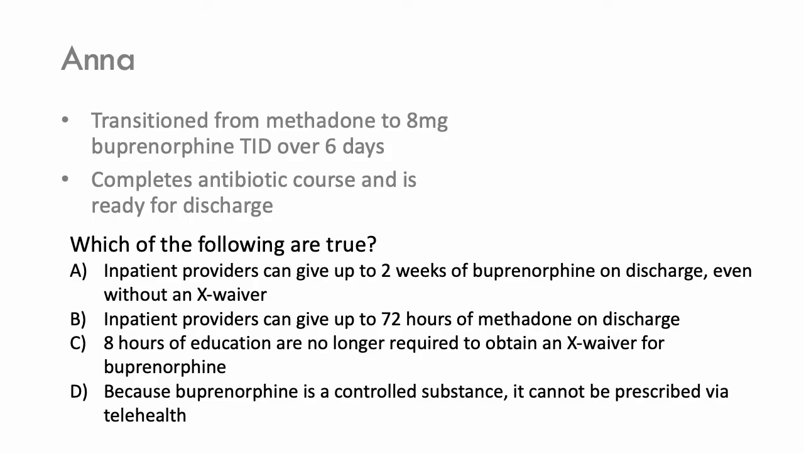My next question is around discharge planning. I've mentioned that the laws are complex around medications for opioid use disorder, so it's worth a review. So which of the following are true? A: Inpatient providers can give up to 2 weeks of buprenorphine on discharge, even without an X waiver. B: Inpatient providers can give up to 72 hours of methadone on discharge. C: 8 hours of education are no longer required to obtain an X waiver for buprenorphine. Or D: because buprenorphine is a controlled substance, it cannot be prescribed via telehealth. Which do you think is true?